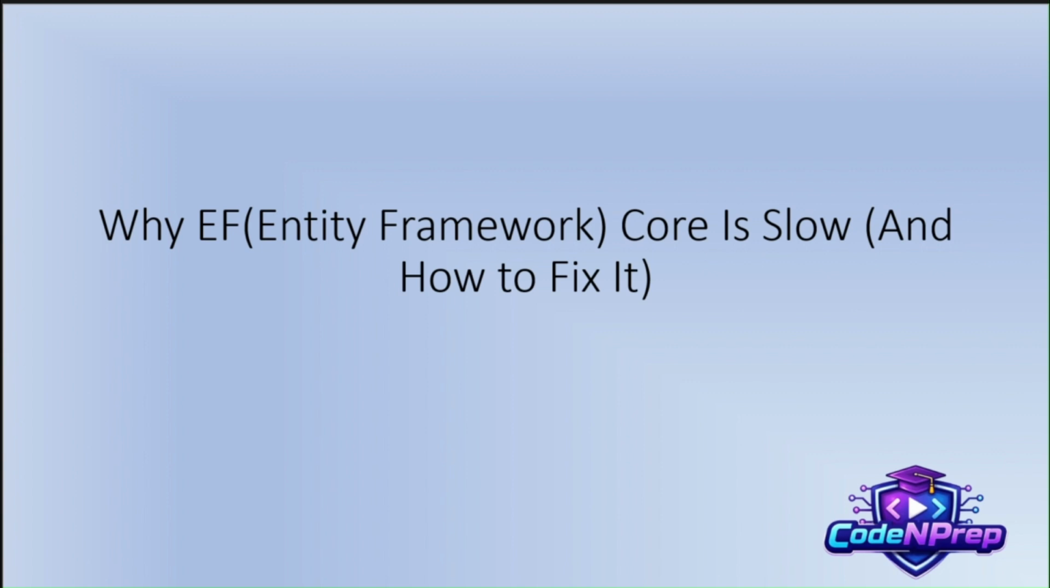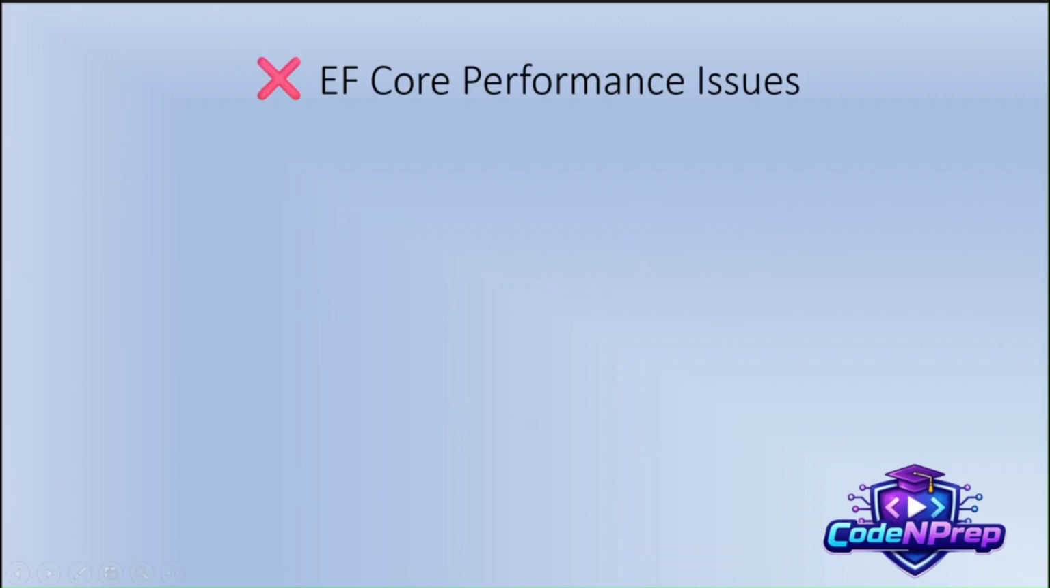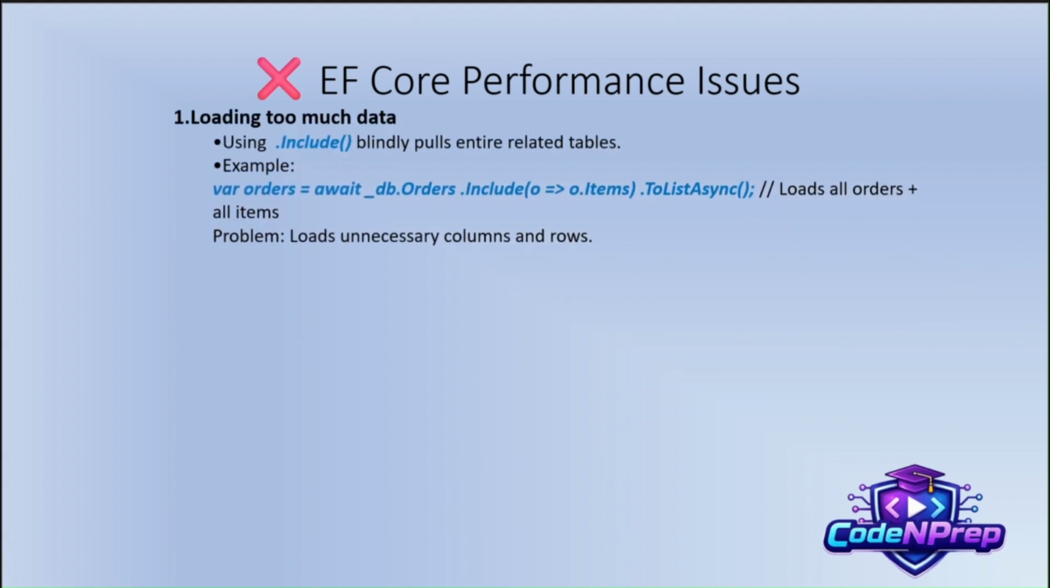Today I will show you why Entity Framework Core feels slow and how to fix it properly. So let's see some of the Entity Framework Core performance issues. First is loading too much data. Using the Include function everywhere pulls in the entire object graph even when you need only a few fields. More data equals more memory equals slower queries.